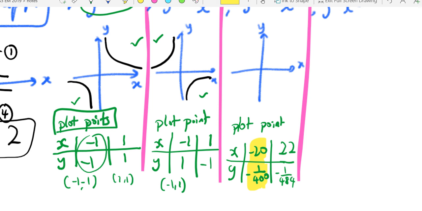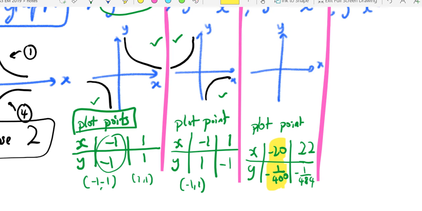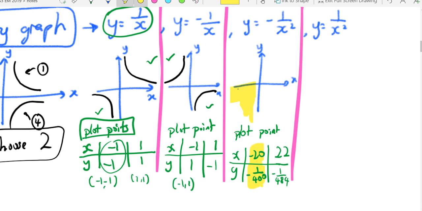If I use another highlighter, I choose blue, 22 and minus 1 over 484. Which quadrant do I choose? I choose the fourth one. Is this okay? So therefore, my graph looks like what? My graph will look like this and this. Do you follow now? Okay.